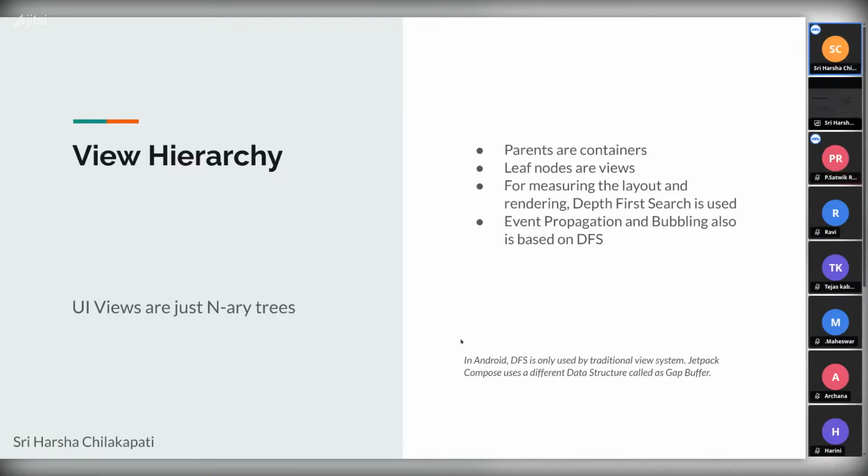And by the way, a small disclaimer: in Android, depth first search is only used by the traditional view system. The modern UIs are created using Jetpack Compose, and that uses a totally different data structure called a gap buffer. But I have omitted that because college doesn't teach us anywhere about gap buffers. That's not very intuitive to understand. But just so you know, there is a data structure called a gap buffer.